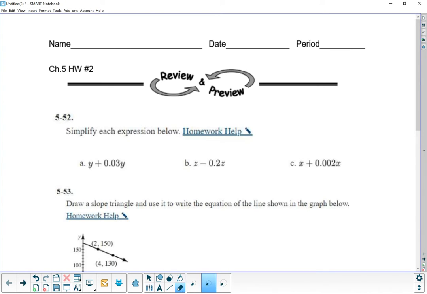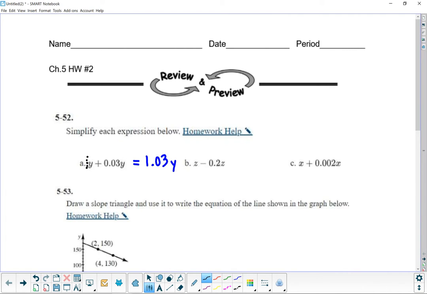Okay, that's pretty ugly. Excuse that word. Give me a second. Okay, so that's a 1. A 1y plus 0.3y. Guess what that makes? It's like you have $1 plus 3 cents. So what do you get? Well, you get 1.03y. That's your answer.